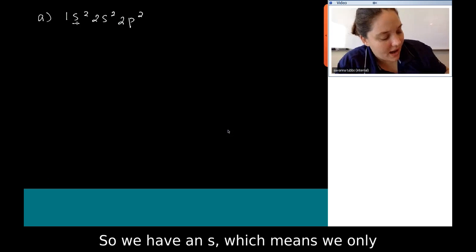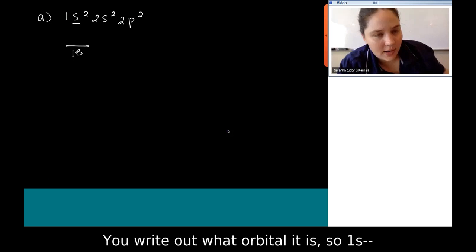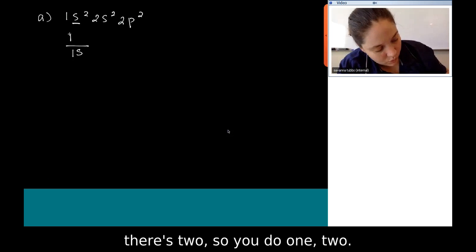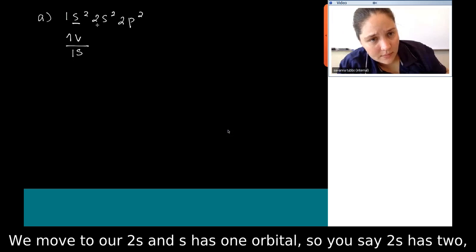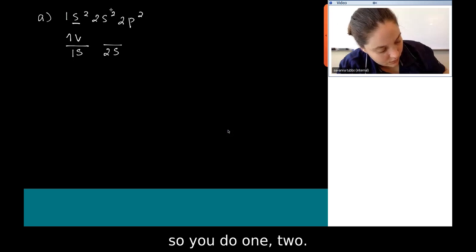So we have an S, which means we only have one orbital. So we draw 1. You write out what orbital it is. So 1s, there's 2, so you do 1, 2. We move to our 2s. An S has one orbital, so you say 2s has 2, so you do 1, 2.